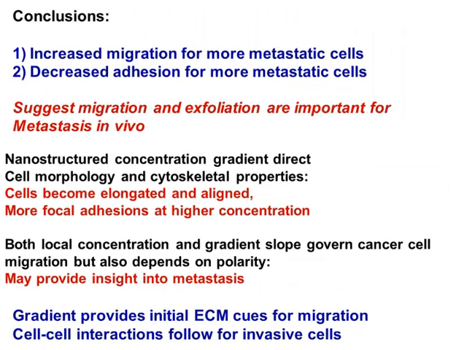And just to close, some general conclusions from this part of the talk: we see increased migration speeds for the more metastatic ovarian cells and decreased adhesion, suggesting both migration and exfoliation are important parts of metastasis in vivo. These nanostructured concentration gradients direct both the cell morphology and the cytoskeletal properties. In all cases, the cells become more aligned, and their cytoskeleton becomes more aligned, with higher concentration. And at least in this series of experiments for the ovarian cancer cells, the local concentration and slope of the gradient govern the haptotactic response.